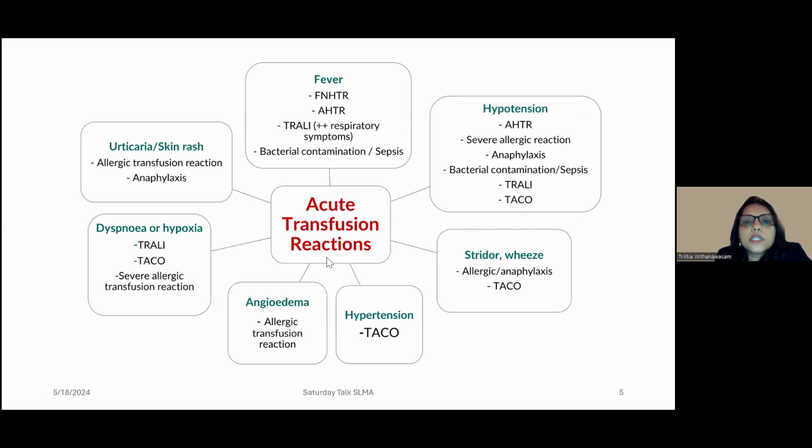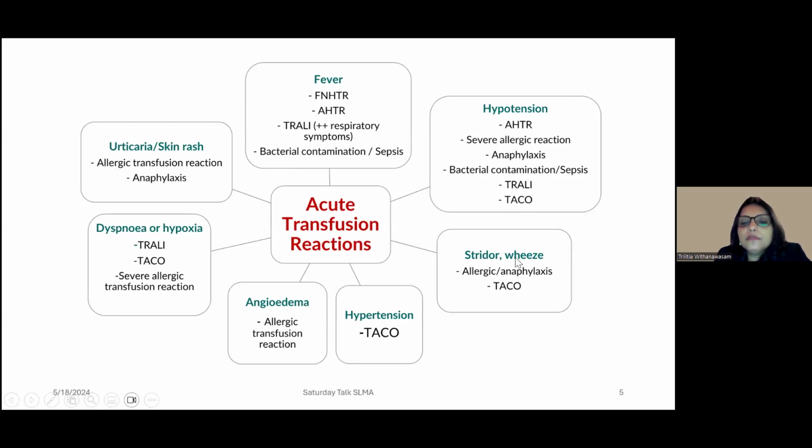Here I just want to share with you how complicated and unspecific the presentations of patients with transfusion-related problems are. I have chosen several symptoms and signs. Fever would be one of the commonest, but it can be seen in febrile non-hemolytic, acute hemolytic, and bacterial contamination or septic transfusion reactions. If we take hypotension, which is a serious life-threatening situation, acute hemolytic transfusion reaction, severe allergic or anaphylactic reactions, bacterial contamination, transfusion-related acute lung injury, or circulatory overload can also present with hypotension.